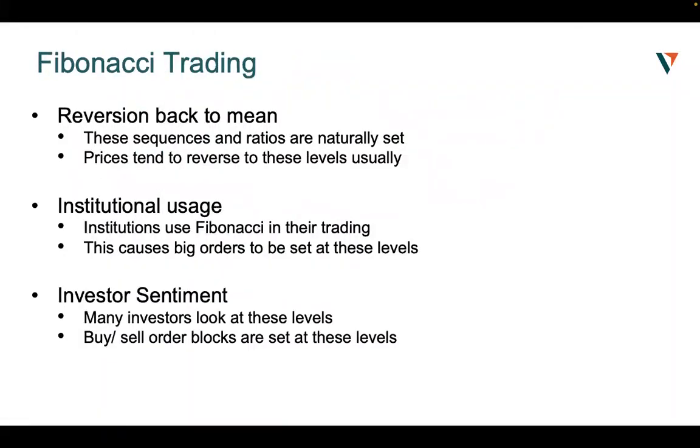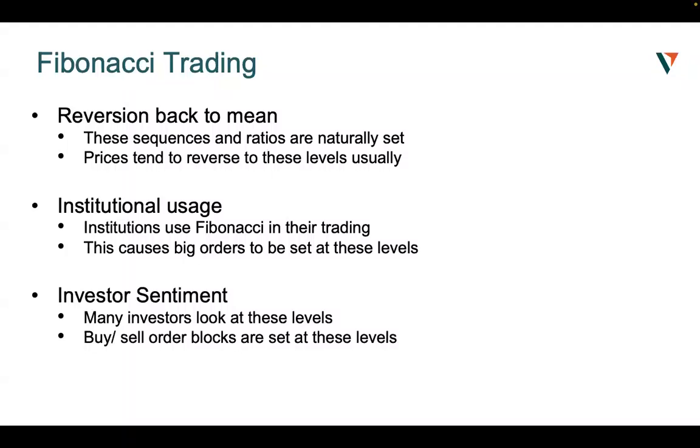We can talk a little bit more about Fibonacci now. So Fibonacci trading is something that can also be useful for helping you to identify trends. I think it's more important when you're looking at support and resistance levels and finding a good trade setup to work off of. The idea around Fibonacci trading is the idea of mean reversion, the idea that prices tend to reverse to these naturally set sequences and ratios. In terms of retracement, price just sort of taking a little bit of a breather and retracing a little bit before moving in the same direction.